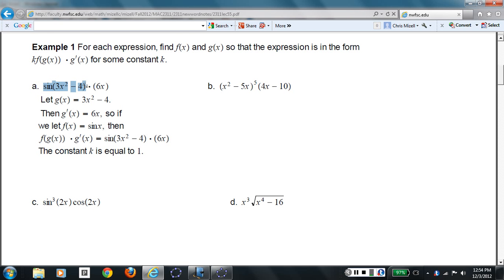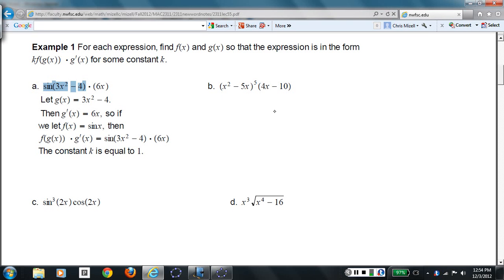So what we would need is a 6x somewhere attached to this, multiplied by this, and that's what we have. So we've got some function, the sine function, whose antiderivative we know. It's composed with 3x squared minus 4, and then we've got the derivative of 3x squared minus 4 attached to that as a factor. That's the situation we need.